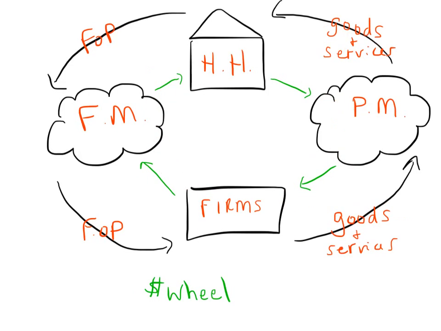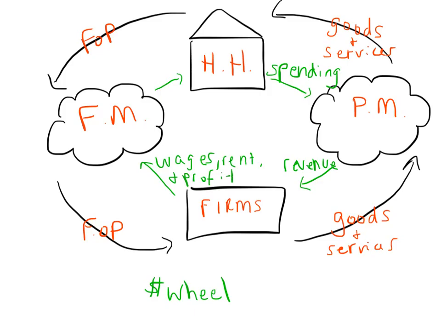Now, to better get into what exactly the names are for the money wheel, we're going to take a look at that now. So households, when you spend in the product market, you usually just call that spending. Various textbooks may call it different things, but spending will work for now. So households spend in the product market, then firms that receive the money from the product market, that's called revenue for the firm. So when firms receive revenue and they're looking to hire workers, the payment from the firms to the factor market, we call that wages, rent, and profit.